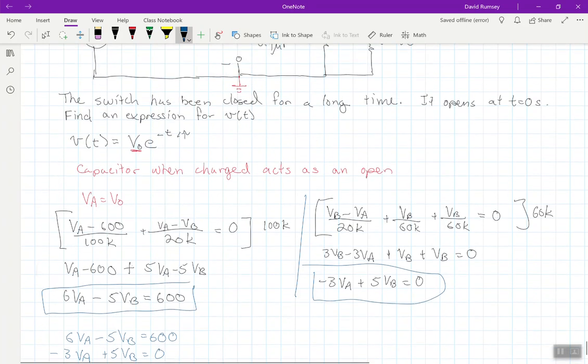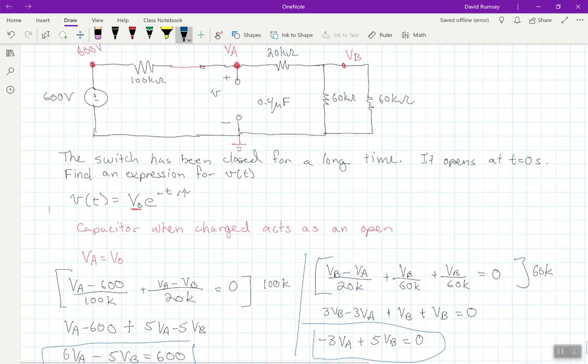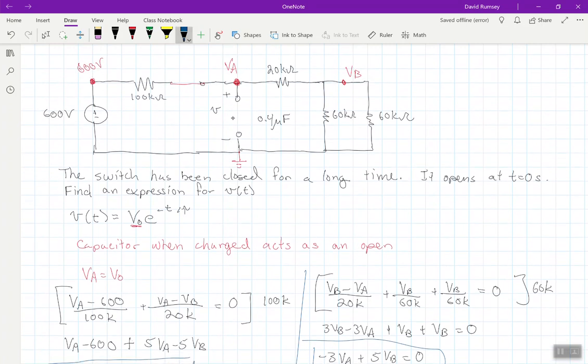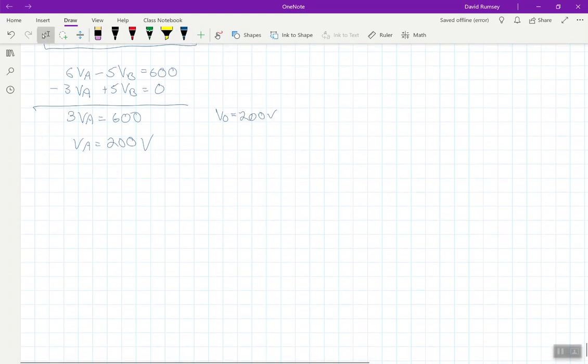Now, I just want to remind you that this switch is closed, so the capacitor is charged up completely. It's got 200 volts across it. When you open it, for one precise moment in time, that capacitor is still going to have 200 volts across it, and then it's going to start discharging into the resistors. Okay, so we got 200 volts across it.